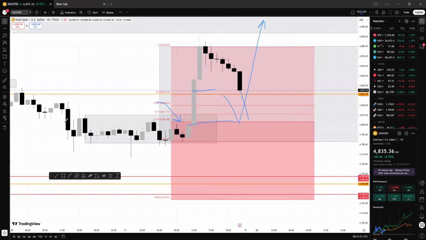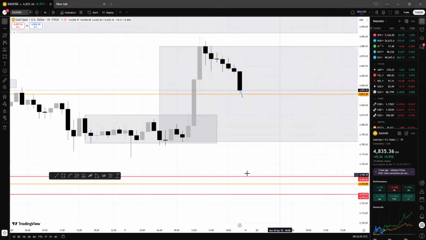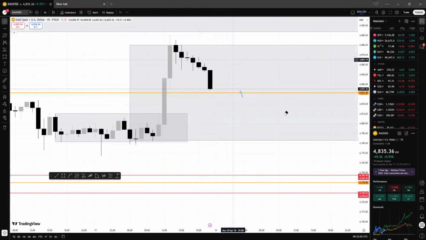Trading is logical sometimes, guys. Sometimes you have to put logic into it so that it makes sense for you as well. So let me delete this fib so that it doesn't confuse whatever we are doing at this point.